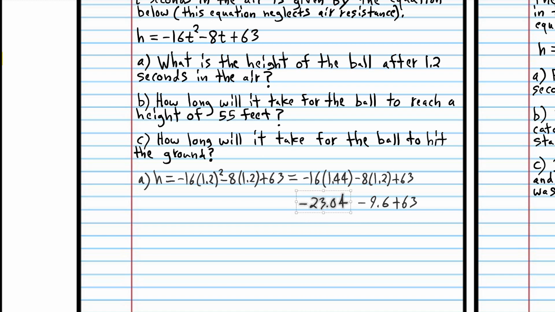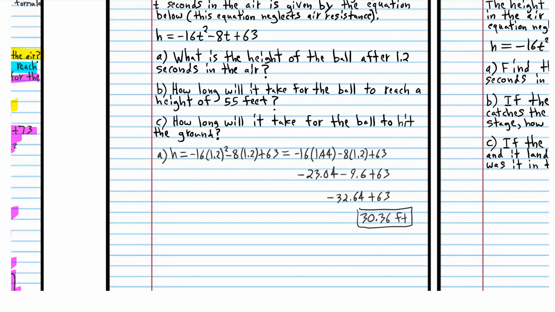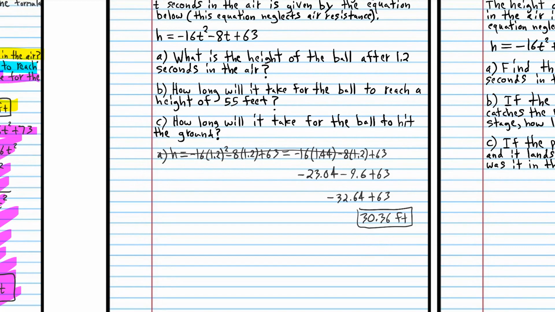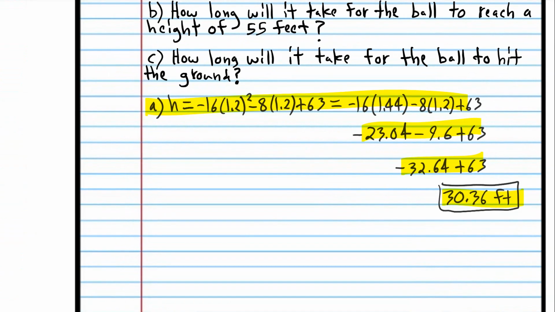All we have to do is combine those. So plus 9.6, and that would be -32.64. And then we get positive 30.36 feet. So that is part A. All right, on to part B.